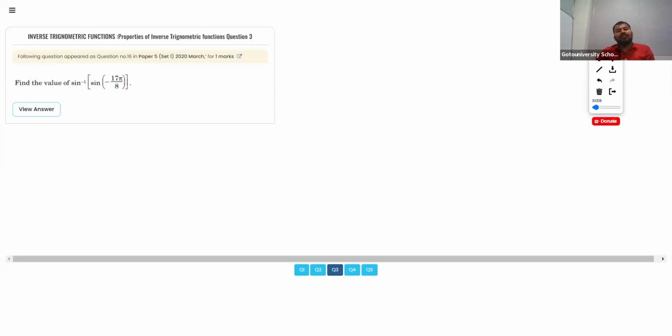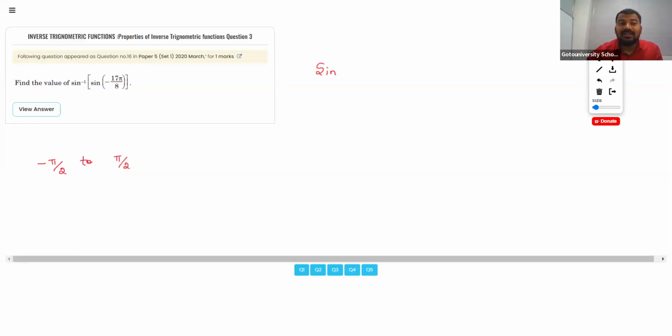Okay. Find the value of sine inverse of sine of minus 17 pi by 8. So how are you going to take it? So here in this case, you can see sine inverse of sine theta is fine. But what was the catch there? You know that the value should be between minus pi by 2 to pi by 2. But here it is going to be very huge, isn't it? So you have to bring it down here. So it has to be between minus pi by 2 to pi by 2, isn't it?